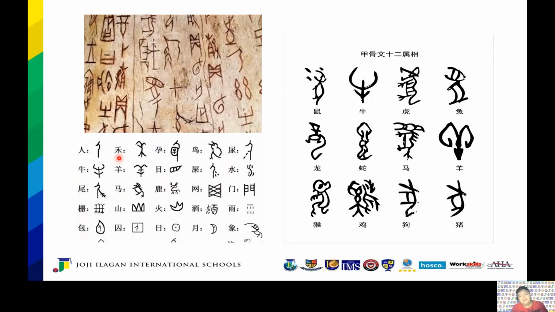And here are some examples of these Chinese characters. On your right are the 12 zodiac signs in Jiaguwen, or the oracle bone inscriptions. And you can see these are like drawings of these animals. And on your left are the actual forms of oracle bone inscriptions. As you see here, it's kind of like drawings, no?